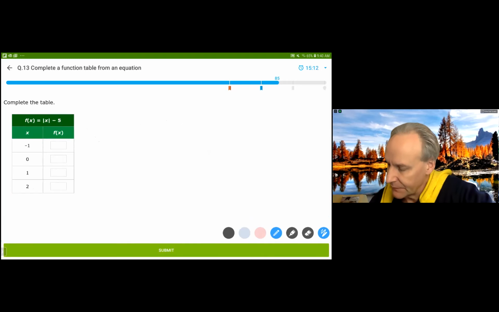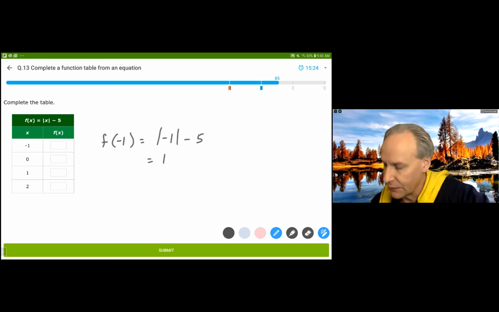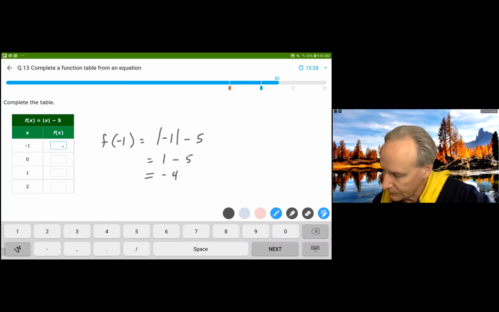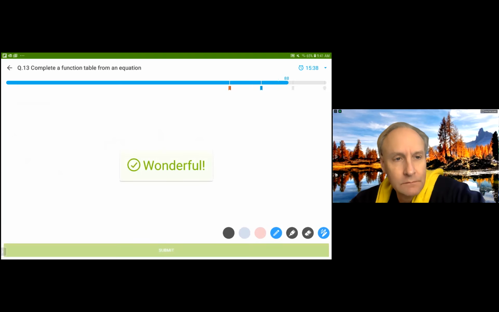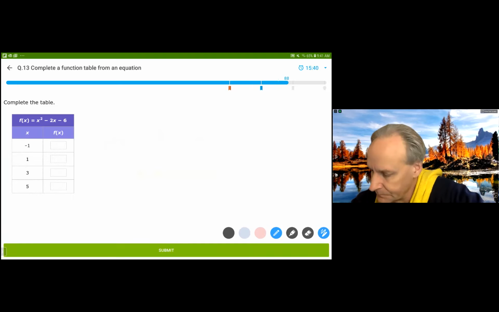Absolute value of x minus 5. So we're taking f of negative 1 is the absolute value of negative 1 minus 5. That's 1 minus 5, which is negative 4. 0 is going to give us negative 5. 1 is going to give us negative 4. And 2 is going to give us negative 3. And we're done. Okay, we've got a polynomial now.